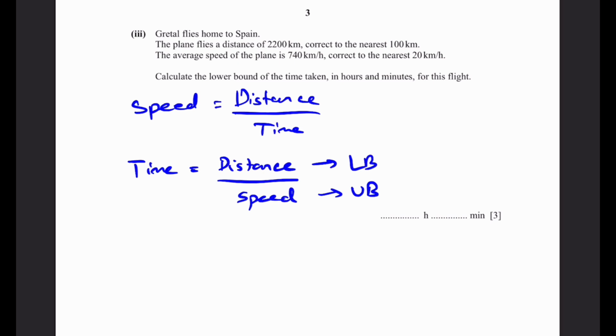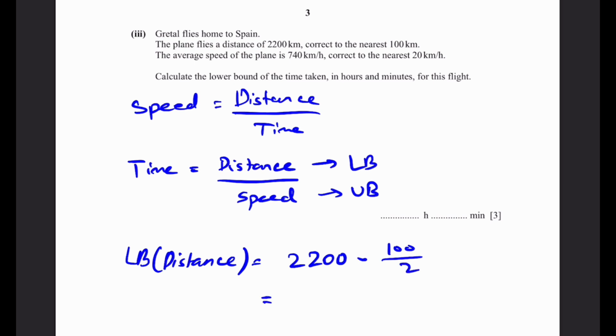A nice trick you can use is the lower bound of the distance is equal to the rounded value, or in other words 2200 here, minus the rounding value, or what we round to, in this case nearest 100, divided by 2. And if this was the upper bound, we would just make it plus. That's the only difference. Now that's 2,150 kilometers.